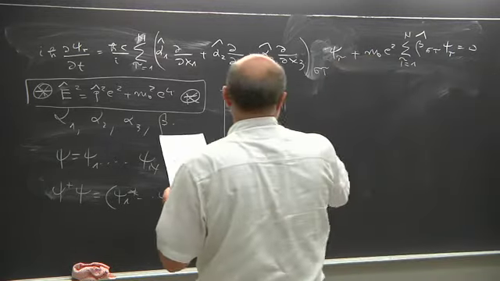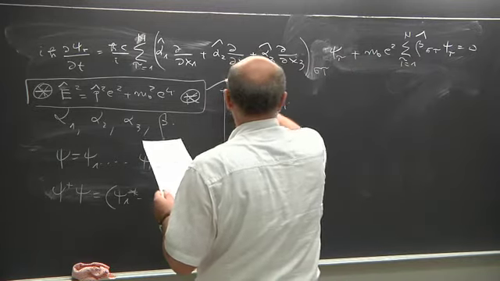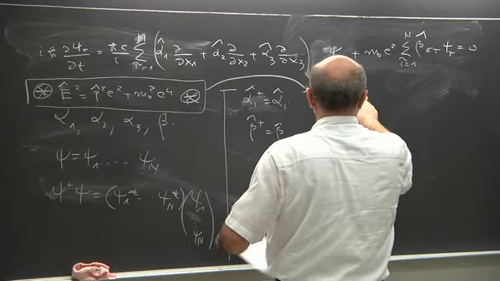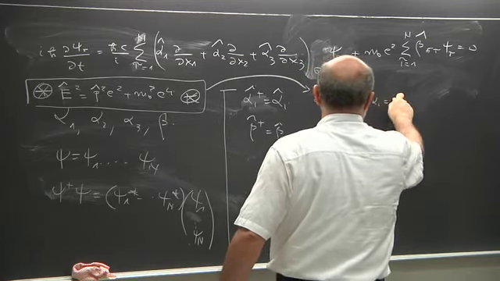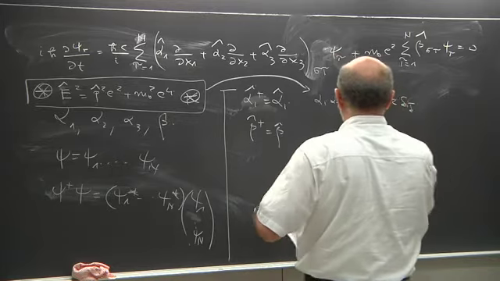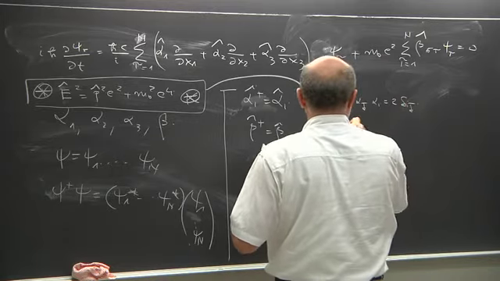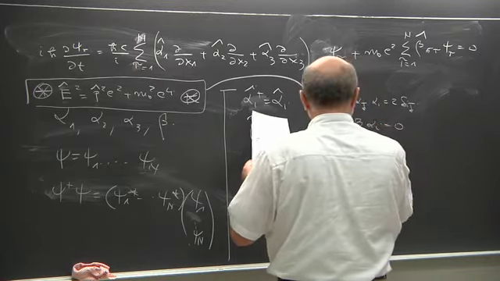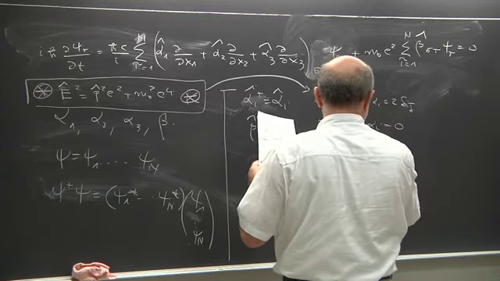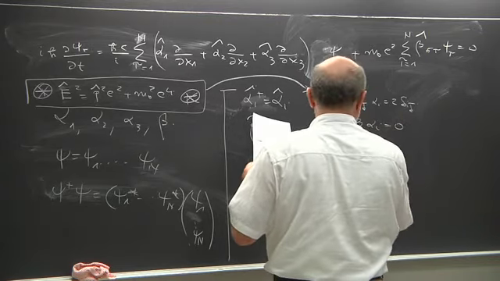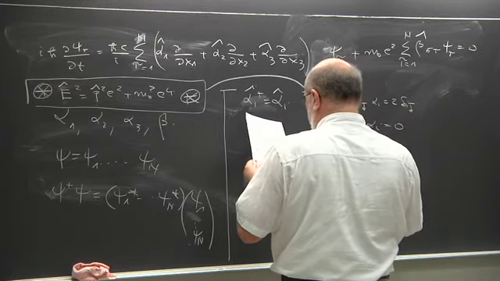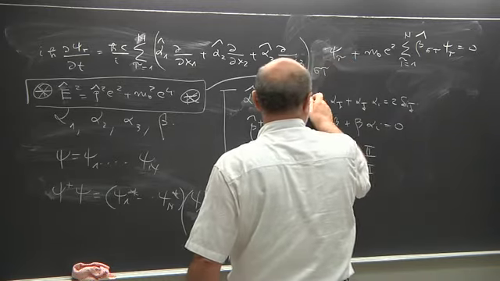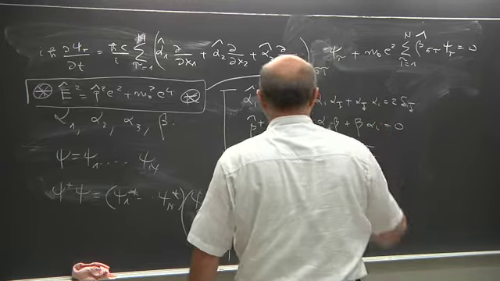We found these to be Hermitian, and they induce the following relations: alpha i alpha j plus alpha j alpha i is equal to 2 delta ij, and alpha i beta plus beta alpha i is equal to 0. Then from the first one you get that alpha i squared is equal to the identity, and beta squared is equal to the identity too. So these are the conditions that have to be satisfied.